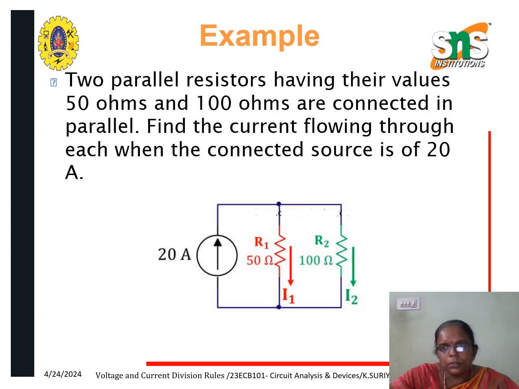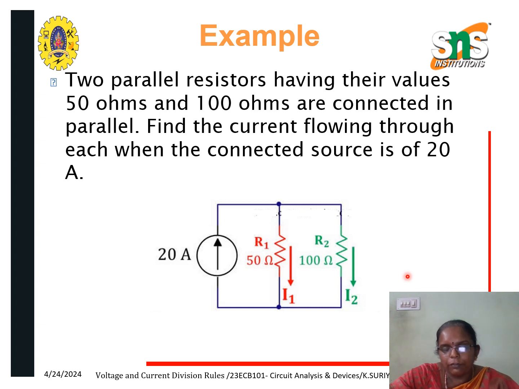So here is an example. Consider two resistances, 50 and 100 ohms, connected in parallel across a current source of 20 amps. You have to find the current flowing through each resistor. As I said, you can find it using total current 20 into opposite resistance 100 divided by the sum of the resistances, which is 50 plus 100. That gives the current through R1, which is I1. The current I2 can be found by total current into opposite resistance 50 divided by the sum of the resistances, 50 plus 100. This is one way of finding the current.